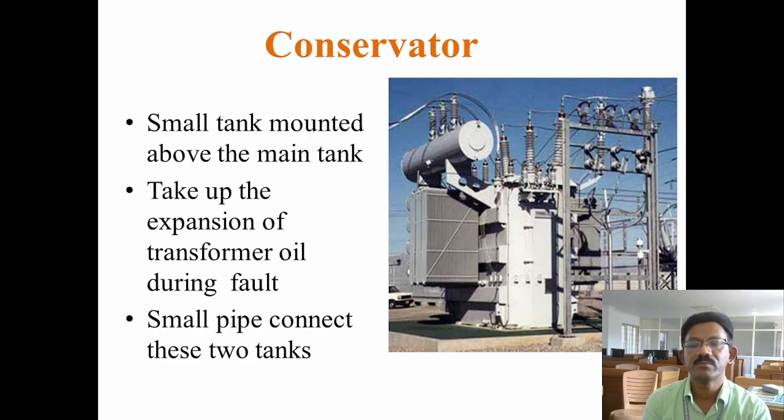Next, a very important protective device is called the conservator. Conservator is nothing but one small tank mounted over the main tank. It is used to take care of the expansion of transformer oil during a fault. During a faulty time, the transformer oil is overheated and the oil expands. At that time, we have to minimize the pressure produced inside the transformer. For that purpose, we are using the conservator. This conservator and the main tank are connected through a small pipe.